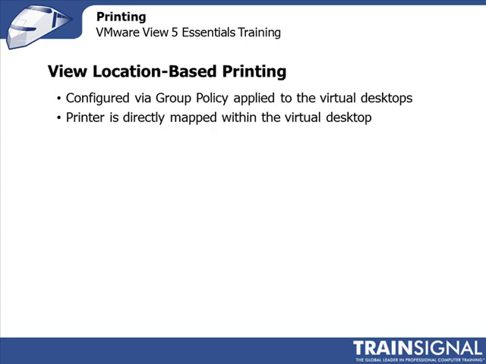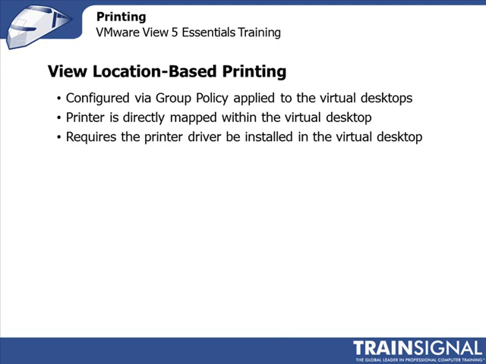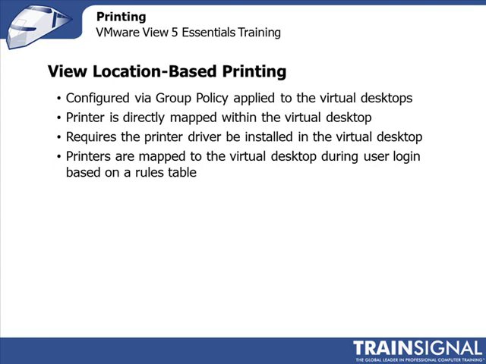When using this approach to map your printers, the printer will be mapped directly to the virtual desktop. So when a user sends a print job to the printer, it'll go straight to that printer across the network. So all the printers mapped through location-based printing must be network printers. They must also have the print driver installed onto the virtual desktop image, since it will be talking directly to the printer. These printers are mapped during the user's login process, and you can define which printers are mapped based on a rules table that you define within group policy. We'll go into more detail on this topic in the next slide.